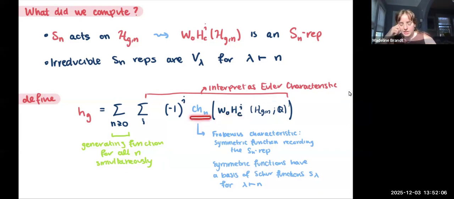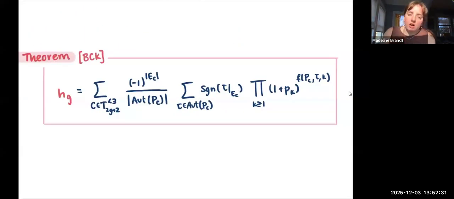And what this does is it records that Sn representation as a symmetric function, because symmetric functions have a basis corresponding to partitions lambda of n. So we're taking some symmetric functions that remember what representation this is, and then adding them all up. And then this is our theorem.